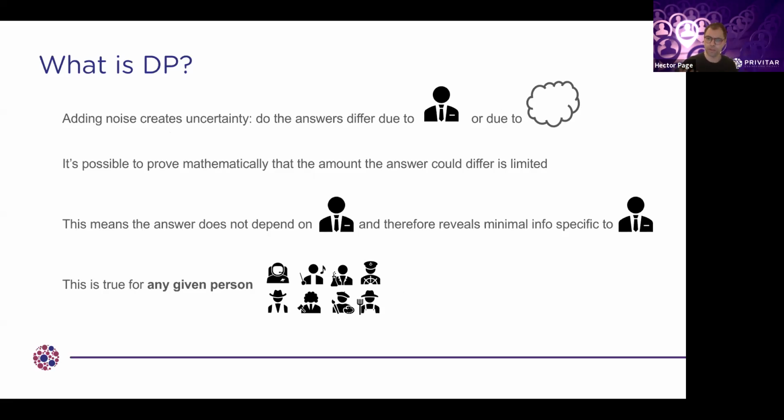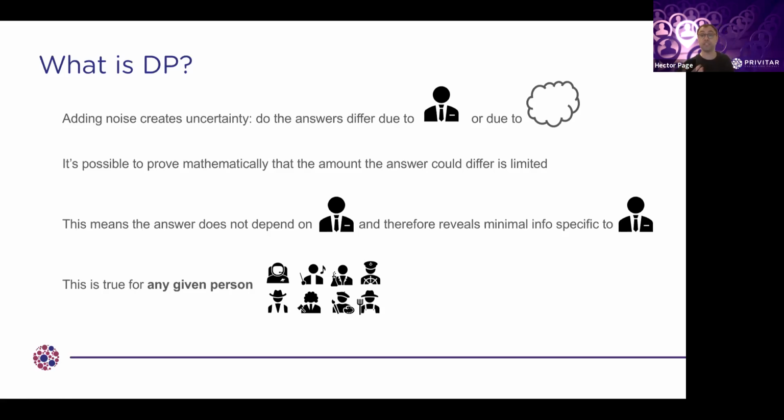Now, this is important back in the real domain, instead of thinking about hypothetical differences between analyses, because it means that the answer doesn't depend particularly on Bob. Just logically, if the answer doesn't change very much, the answer no longer really depends on whether Bob is in the data or not. And what that in turn means is it reveals a minimal amount of information that is specific to Bob. There's a limited amount you can learn specifically about Bob from the result of this analysis that comes from adding this noise. So that's why we tend to think about this difference between a real and hypothetical scenario.